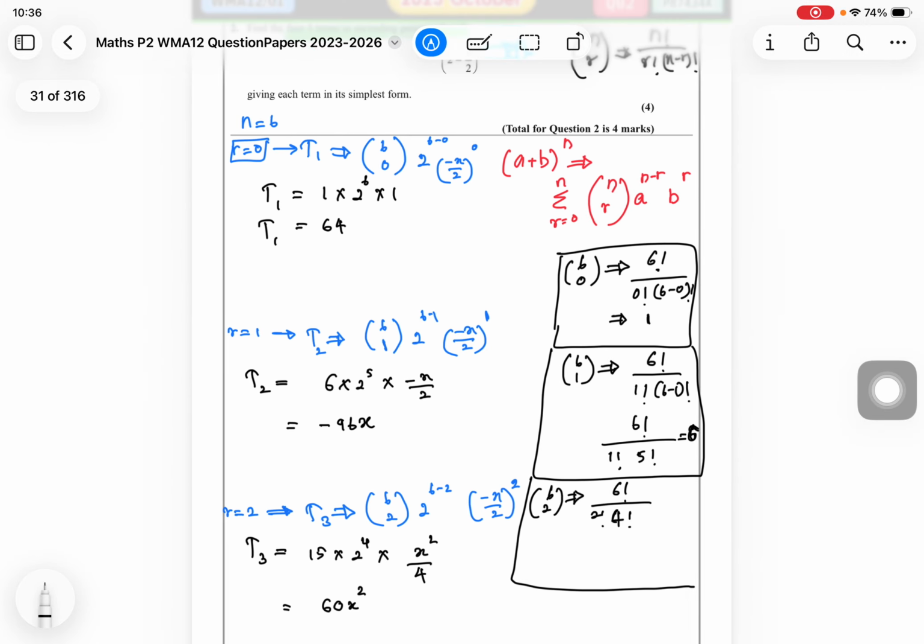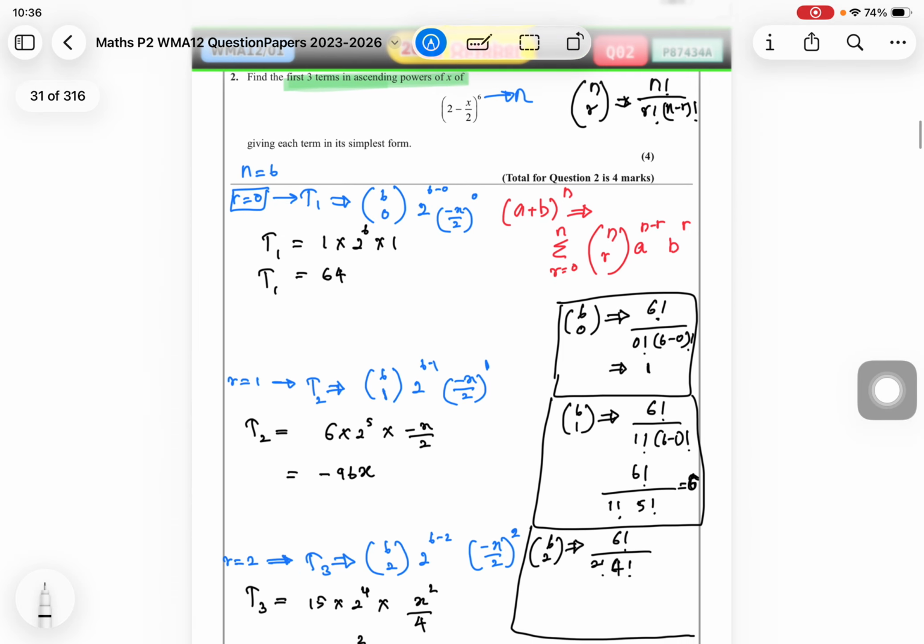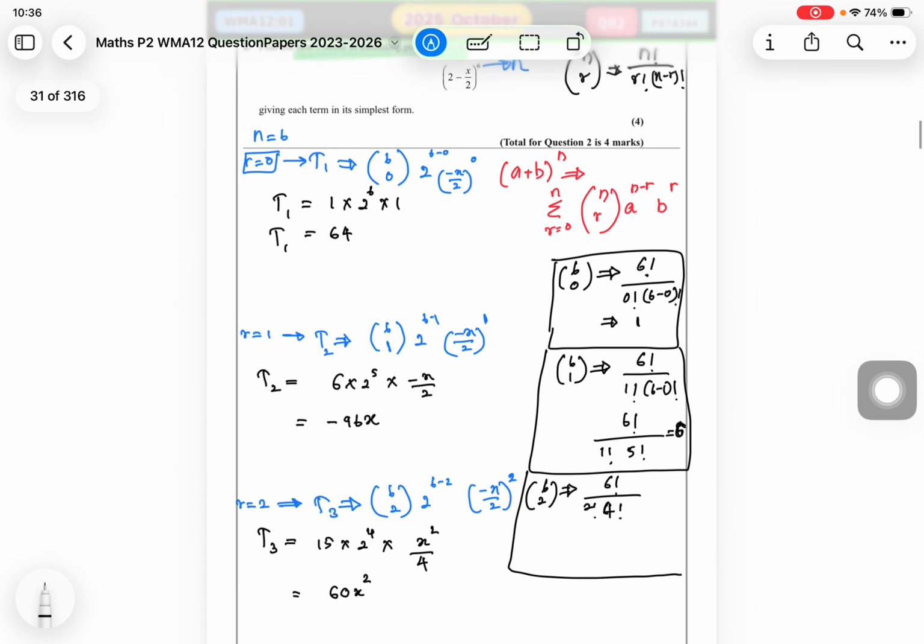So we get all our T1, T2 and T3, each term, so this will carry all the marks.